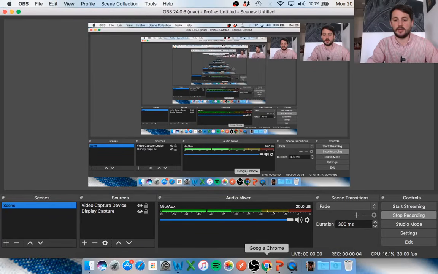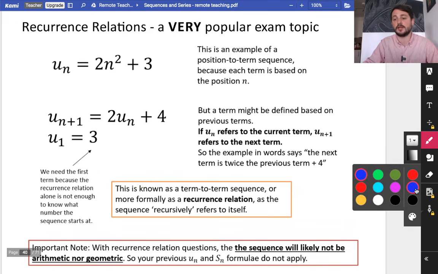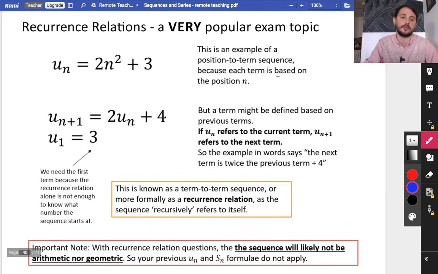We're going to do another little bit on sequences and series, and this time it's called recurrence relations, and this is a really popular exam topic. So most of my teaching on this is actually going to be from some of the new spec exam questions. So a recurrence relation should remind us of some of the things that we've done with iteration. It's kind of like an iterative formula in some ways.